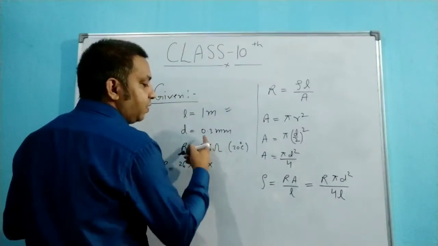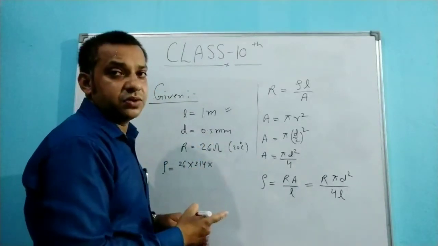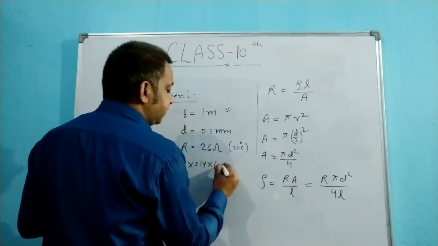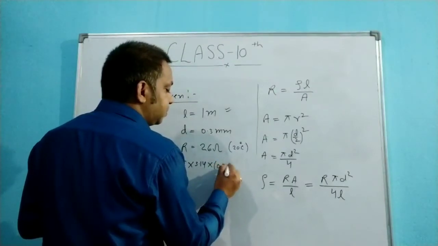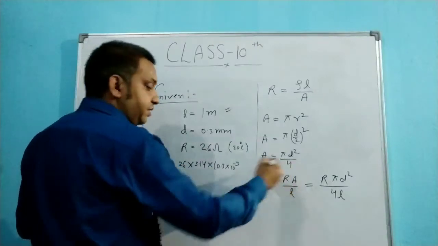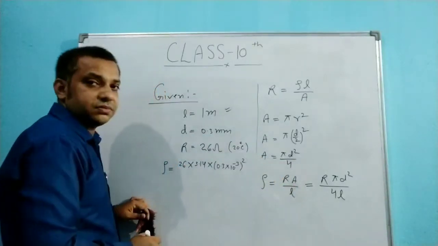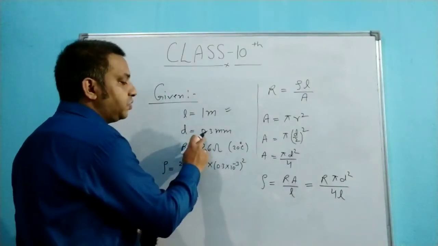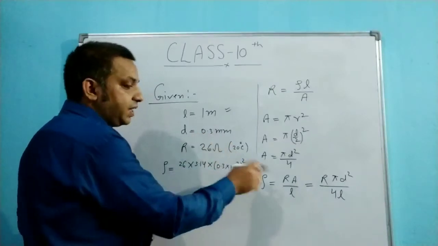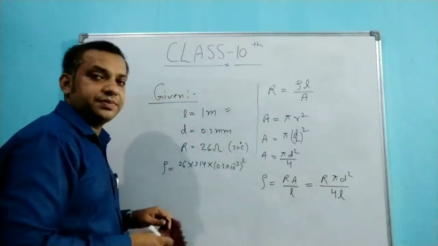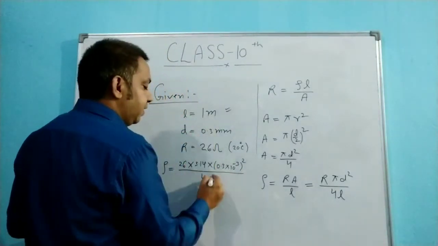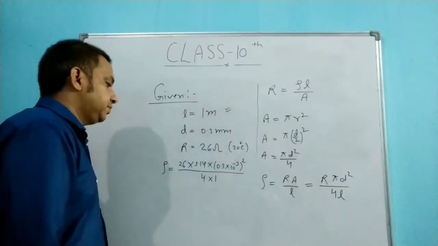Now you see here the value of the diameter is given in millimeter, so you have to convert it into meter. It is 0.3 millimeter, so multiply by 10 to the power minus 3. This is the value of d, but here it is d square, so you have to write d square. Clear? The value of d is 0.3 into 10 to the minus 3, that becomes meter, and after that there is a square in the formula, so you put the square, and divided by 4 into L. The value of the length is given as 1 meter.